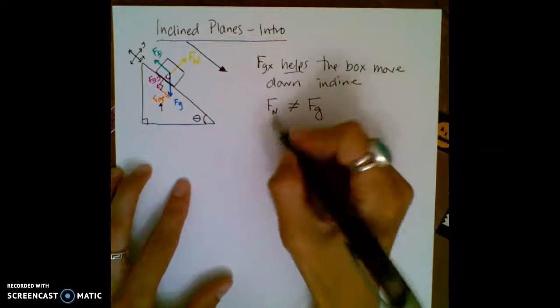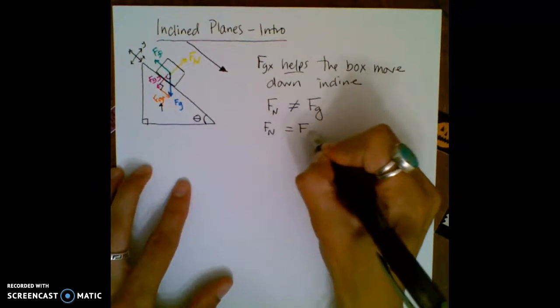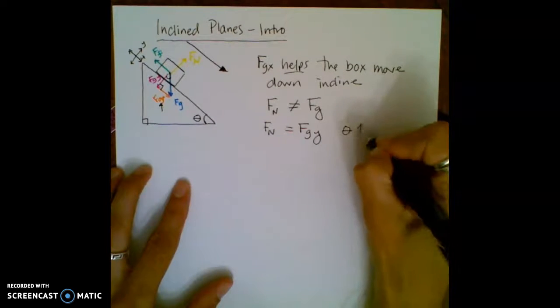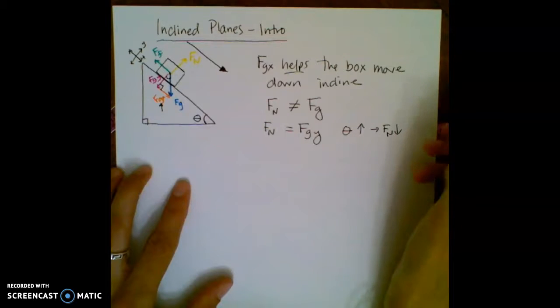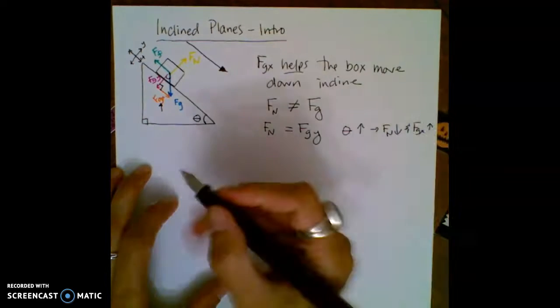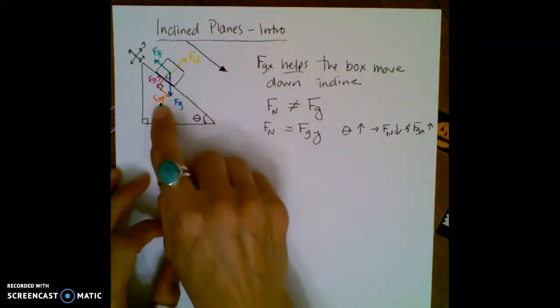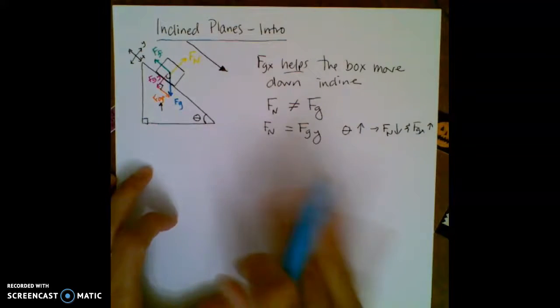weight. So Fn, in this case, is equal to Fgy, and as theta increases, Fn decreases, and Fgx increases. All right, so you might have noticed we have a little triangle here, and you might be like, well, how do I find the pieces? How do I find Fgx and Fgy? Well, let me show you.